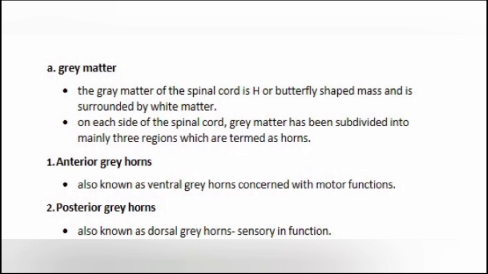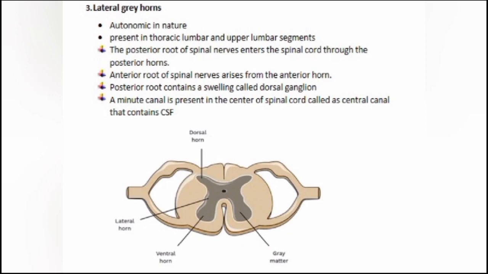And the next one is the lateral grey matter. So just imagine you have completed anterior and posterior, right? So then what is the lateral grey matter? It is autonomic in nature, which means it helps in our autonomic functions, like moving our legs or our hands, like voluntary functions are involved here. And it has the thoracic, lumbar and upper lumbar segments in it.